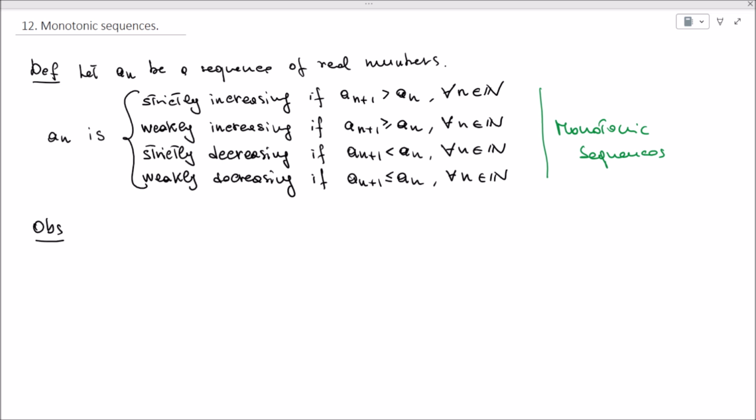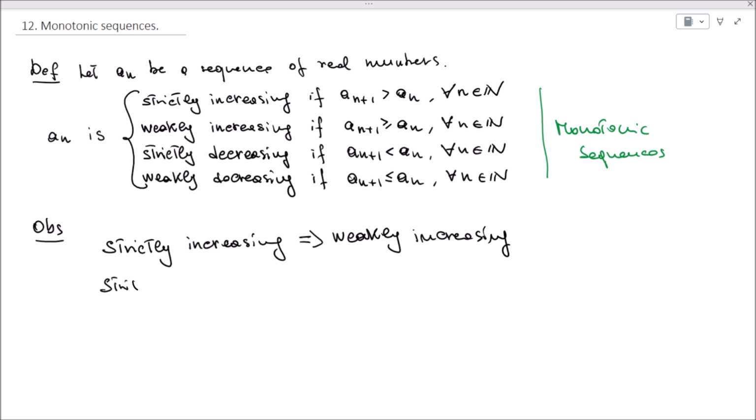It is easy to observe, just like we did for the real functions, that clearly strictly increasing implies weakly increasing, and similarly strictly decreasing implies weakly decreasing. Of course, the opposite is never true.